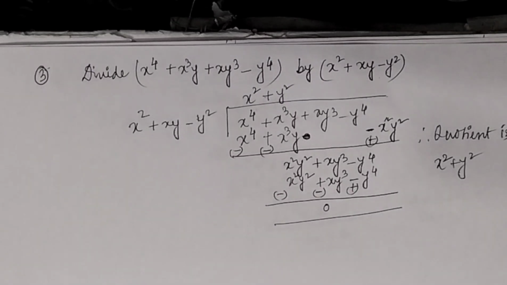So these are the basic ways of solving this kind of problems, that is, of dividing one polynomial by the other. Now try the like sums.